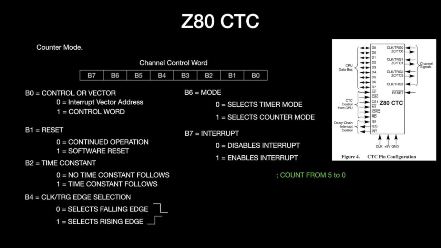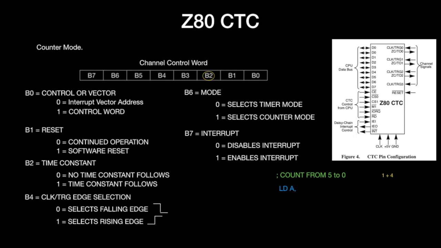So if you want to count from 5 to 0, what value should I send to the CTC? Let's start with the first bit. B0, no, we don't want to specify an interrupt vector, so it's 1. That's easy. The next bit, B1, no, we don't want to do a reset here, so we skip that. And B2, a time constant. Yeah, we want to specify a time constant, so we have to add 4 here, because 2 to the power of 2 is 4. 1, 2, 4. And we skip B3, so we are already done with the lower 4 bits.